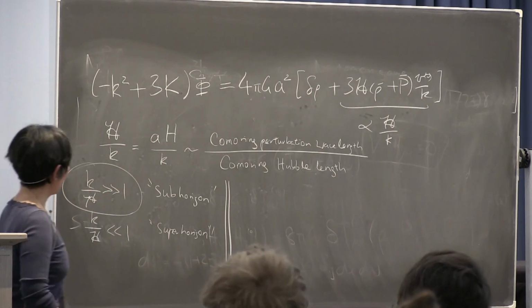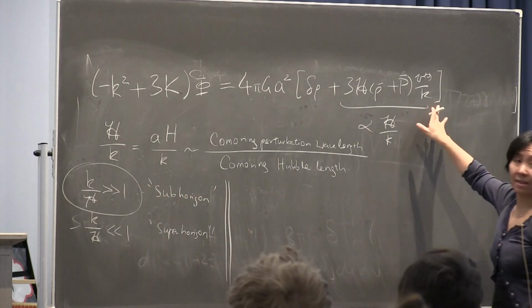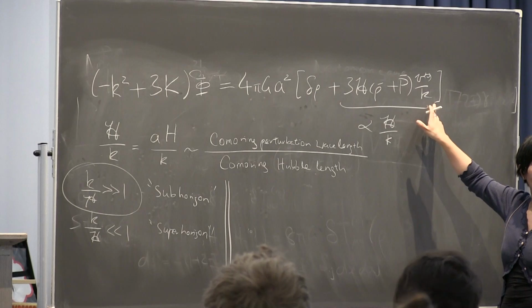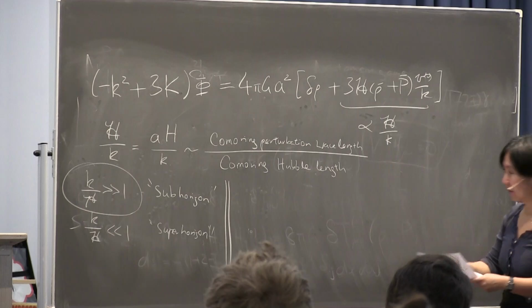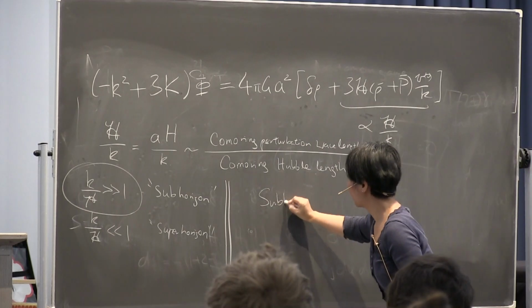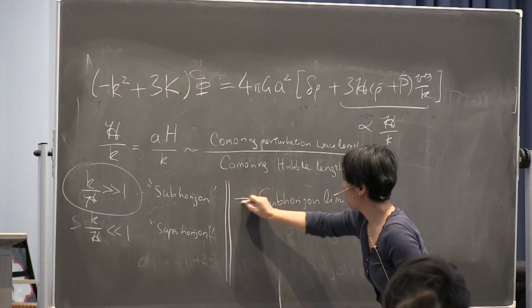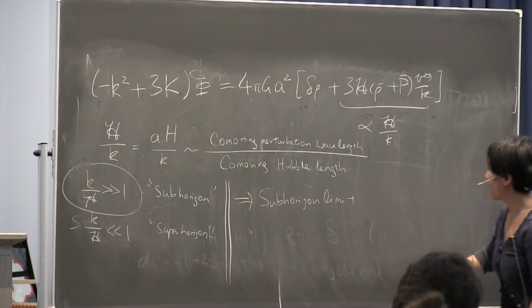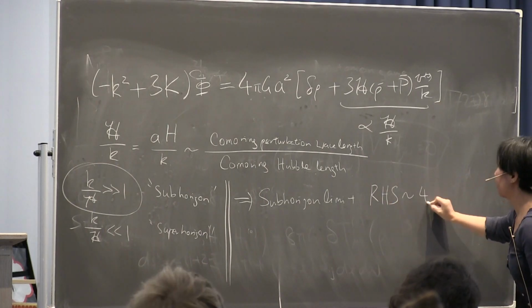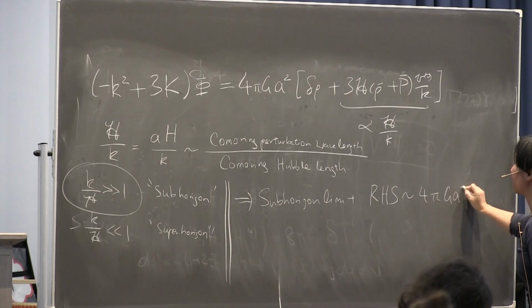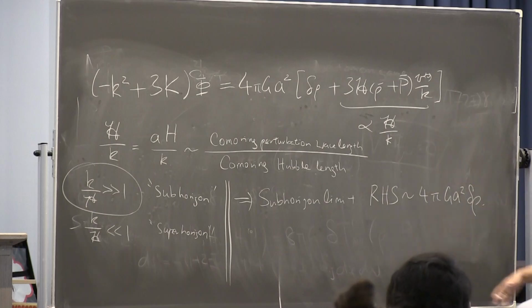Okay? So if I'm in the sub-horizon limit, what it immediately means is that this second term here will disappear. It won't even contribute in the sub-horizon limit. So in the sub-horizon limit, the right-hand side of the equation becomes simply 4 pi G a squared delta rho. Okay? I don't have to worry about this.